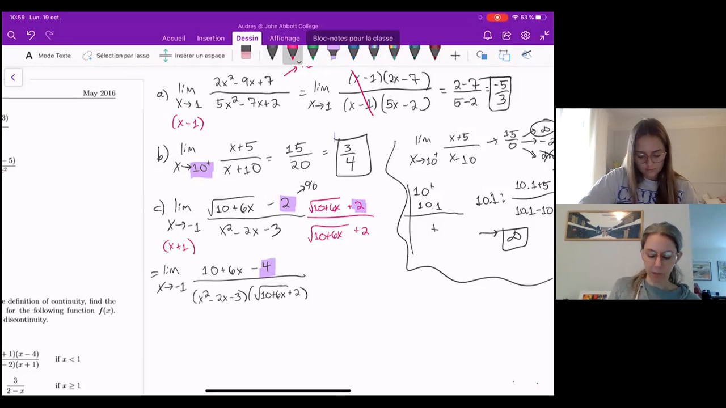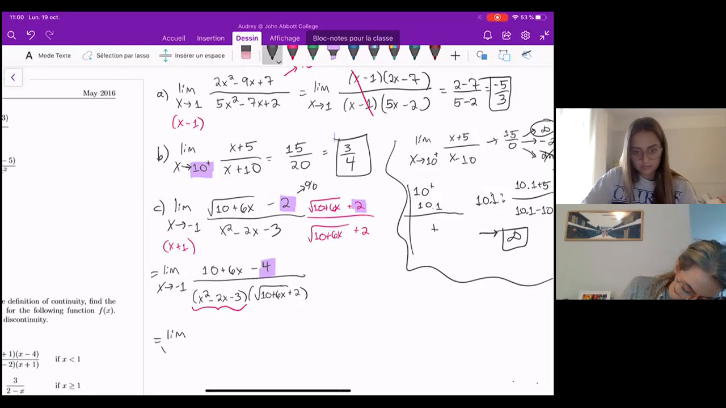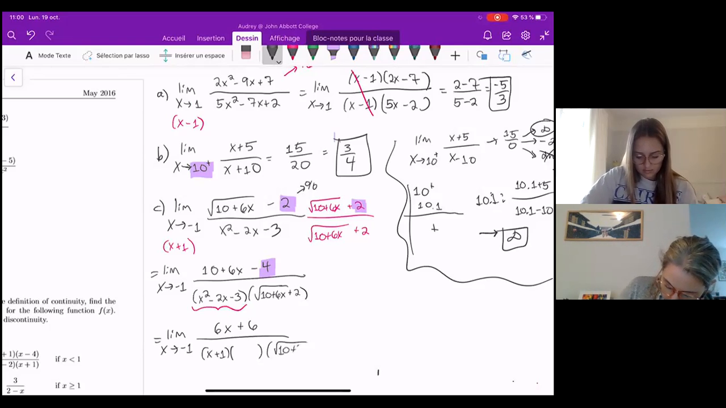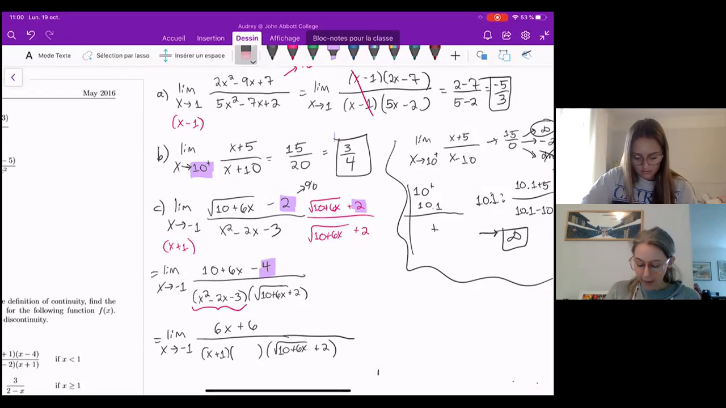So my goal is to cancel out x plus 1, which means that I'm going to have an x plus 1 in that factor right there. So I'll have the limit as x approaches negative 1 of 6x, 10 minus 4 is plus 6, x plus 1, I'm going to have some other factor, root 10 plus 6x plus 2. Now, to multiply x by x to get x squared, what do I have to multiply 1 by to get negative 3? Negative 3. Now that one's really easy to factor just by looking at it in any case.